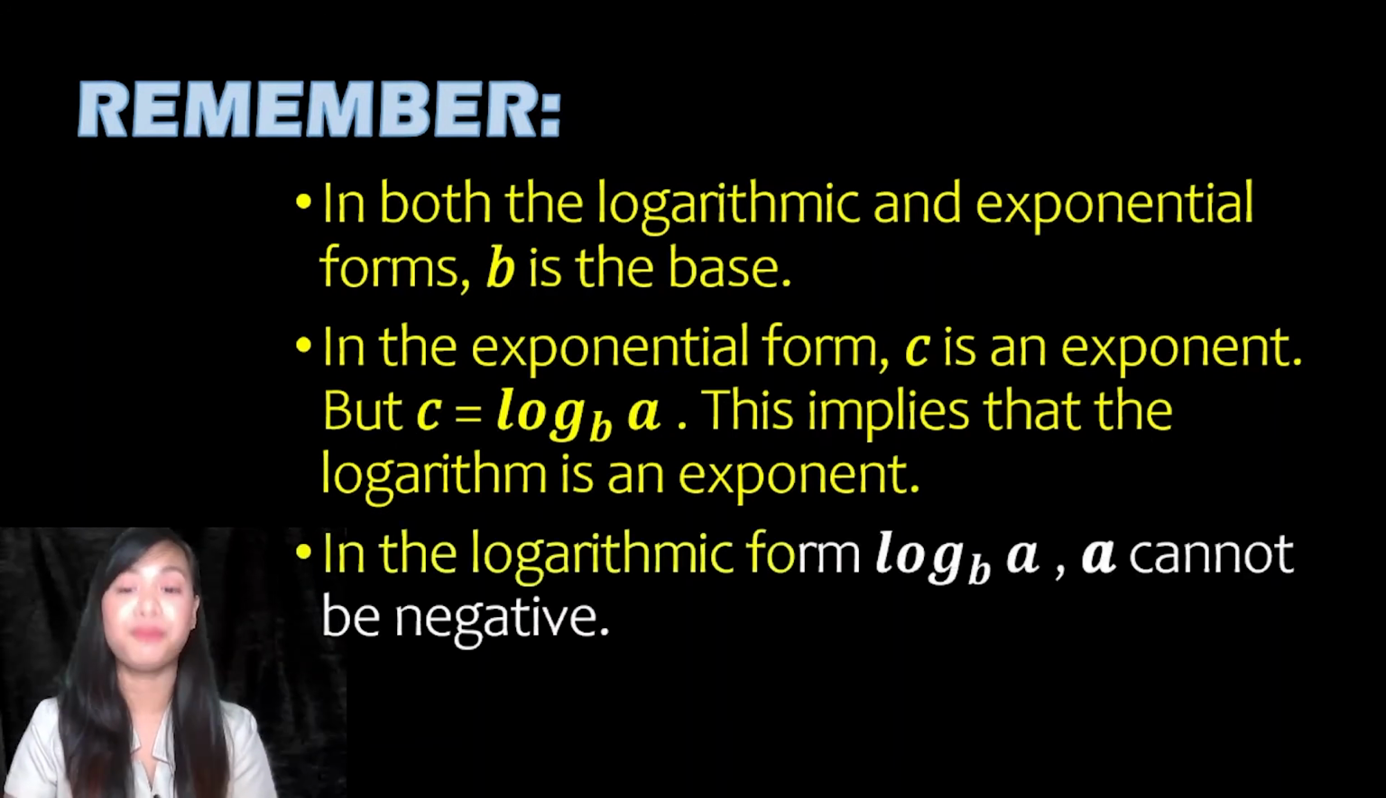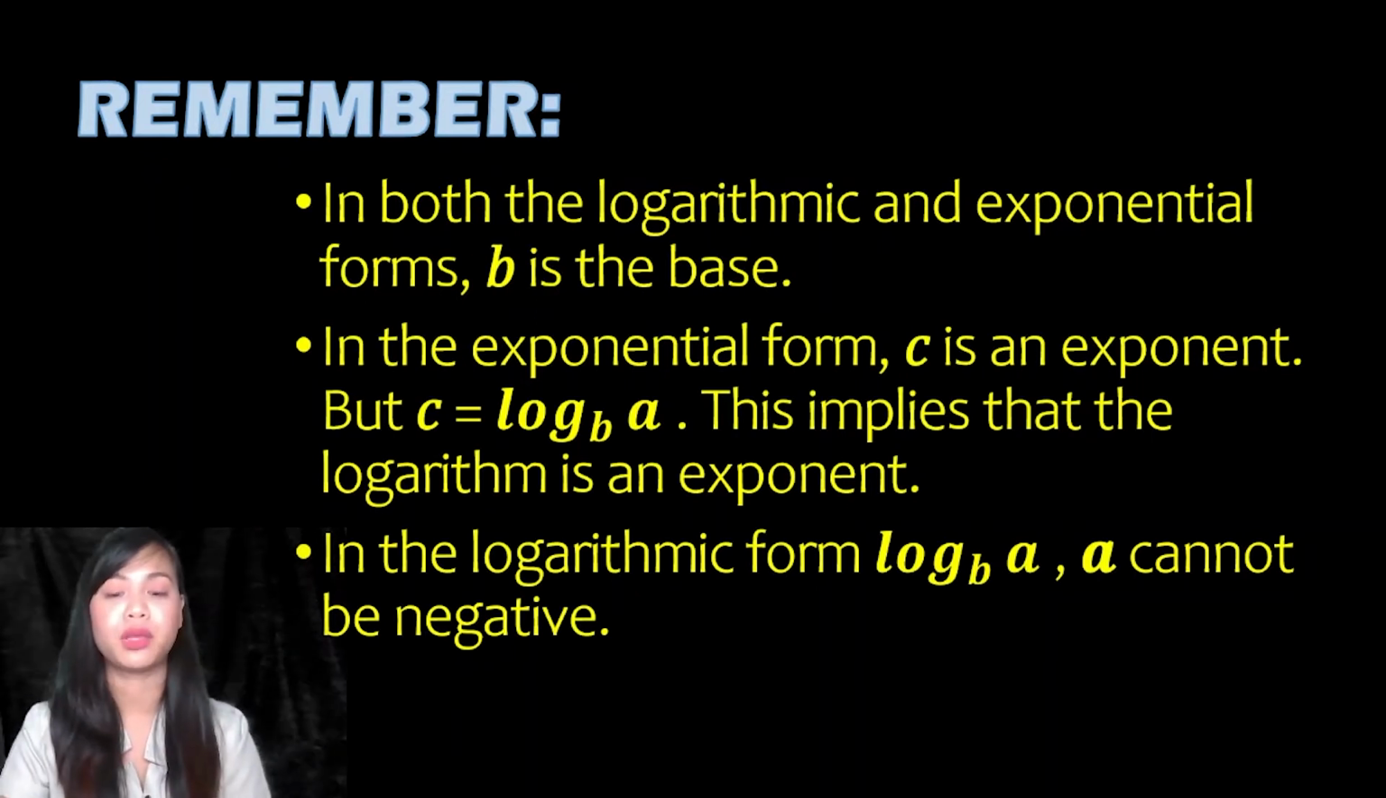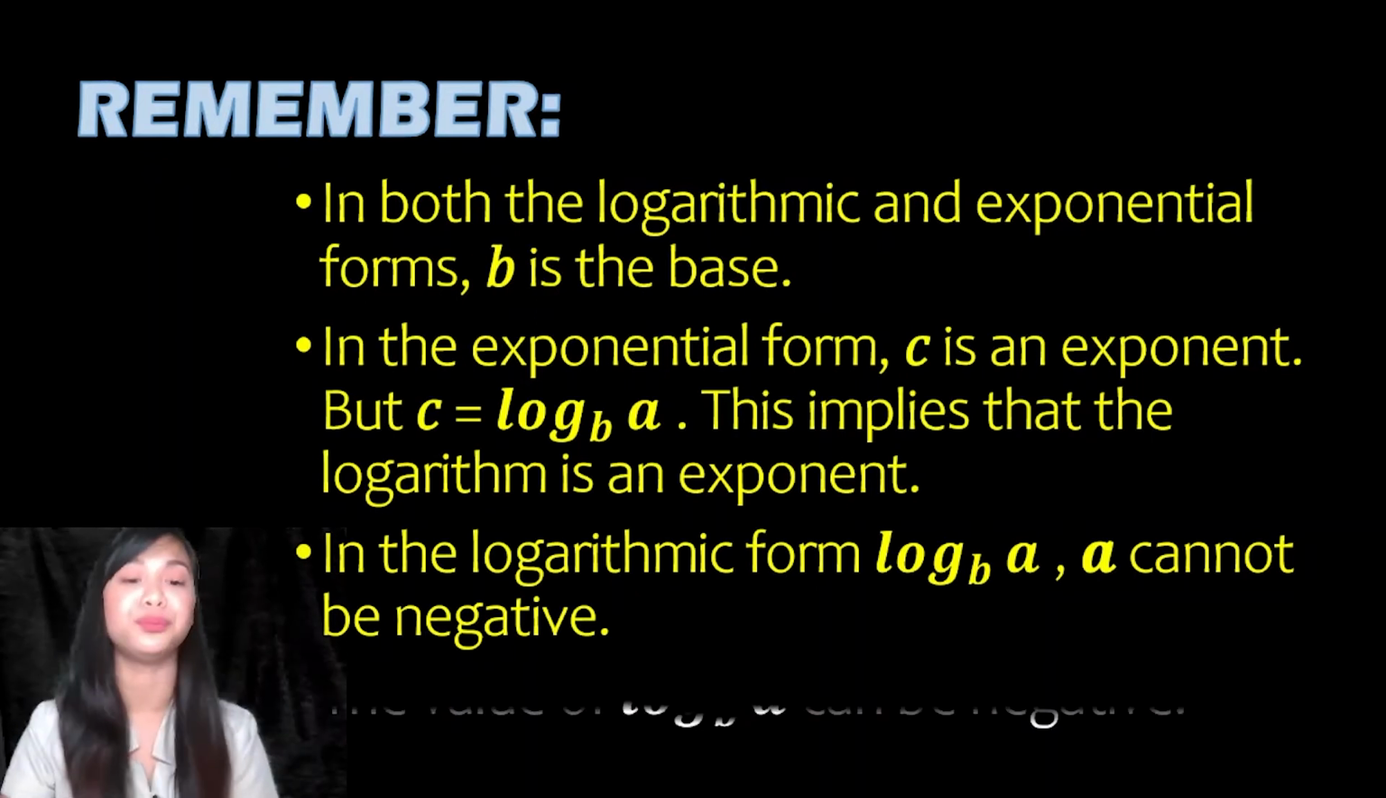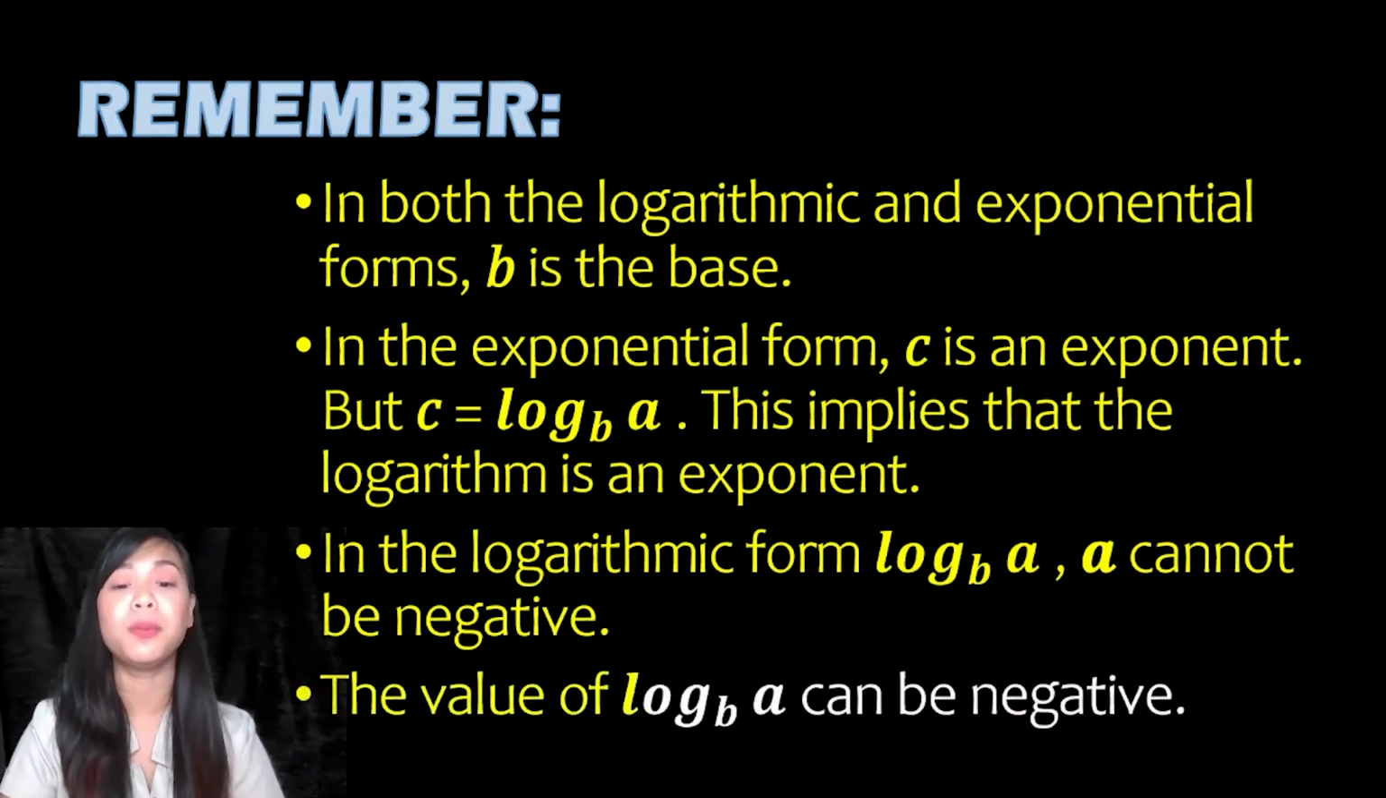In logarithm form, log base b of a, the a, or your power, cannot be a negative value. And last, the value of log base b of a can be negative. So your power cannot be negative, but your exponent can be negative. So the value of log base b of a is your exponent, or your c. So it can be a negative value.